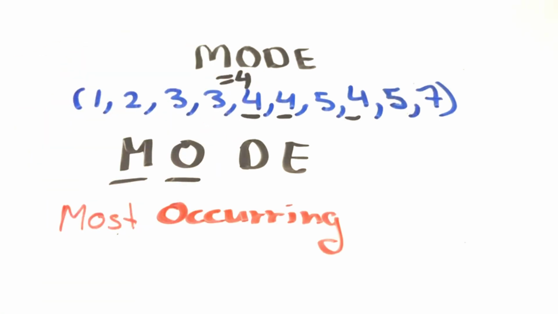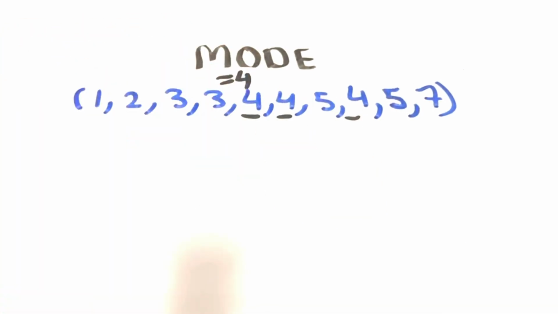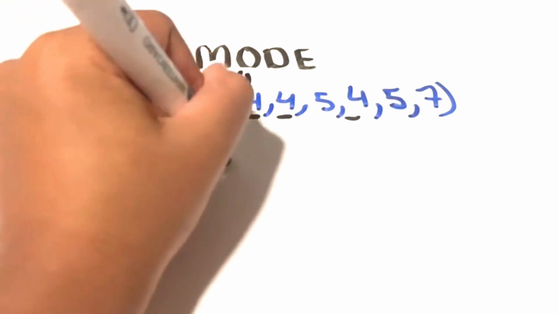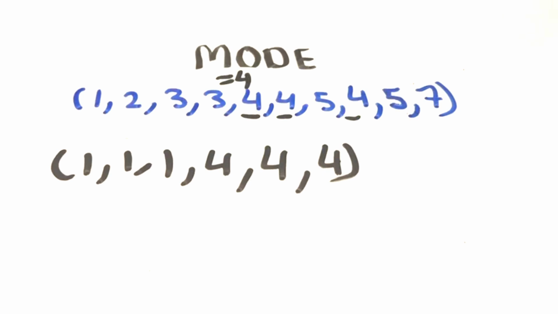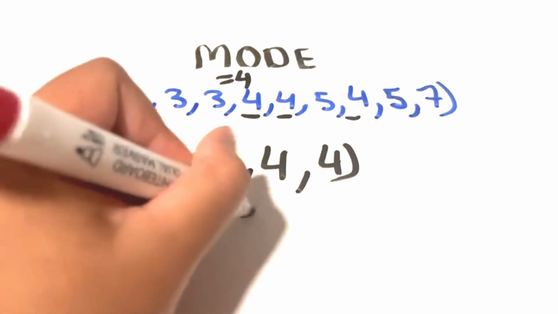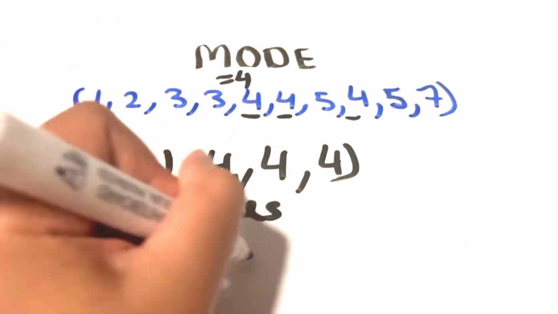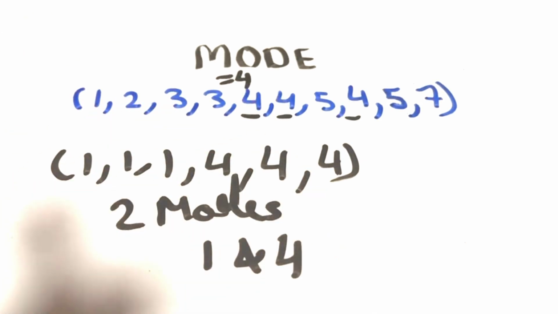Now let's say there was a data set which had 1 1 1 and 4 4 4. So what would be the mode over here? The thing is, over here there are going to be 2 modes. Okay, so there are going to be 2 modes, and those 2 modes are going to be 1 and 4, as we can see, because they both occur the same amount of times. So that's basically what mode is.